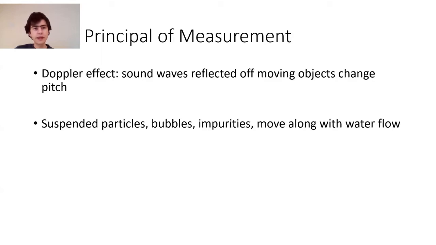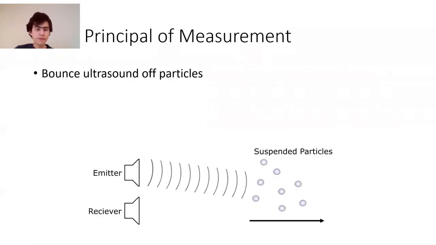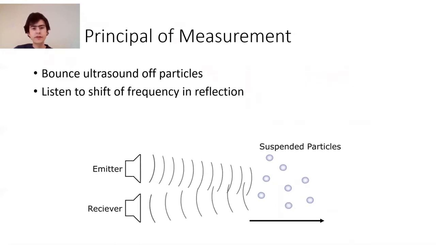In water, we have suspended particles of bubbles, impurities, and other things which move along with the flow, and this is what we use to bounce our ultrasonic signal off. More specifically, we have an emitter and a receiver, and the emitter emits a 1 MHz ultrasonic sound, and it bounces off the suspended particles in the water. Then we listen to the shifting frequency of the reflection.